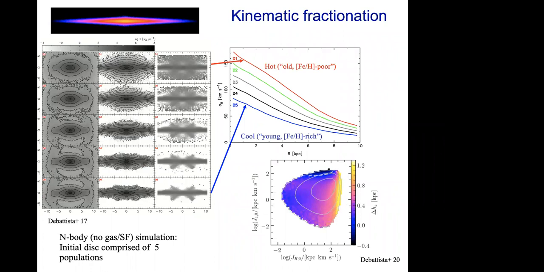And what we realized a few years ago is that what bars are doing is they're causing stars to be separated based upon their initial kinematics, based upon their initial random motions. And so we've come to call this kinematic fractionation.